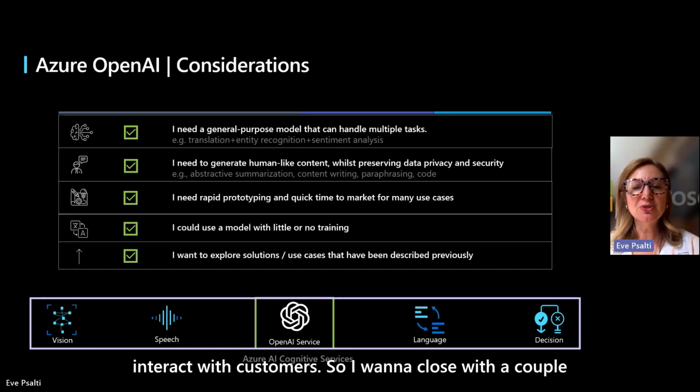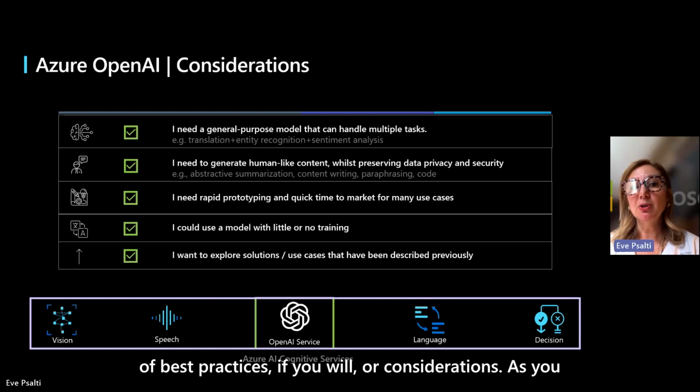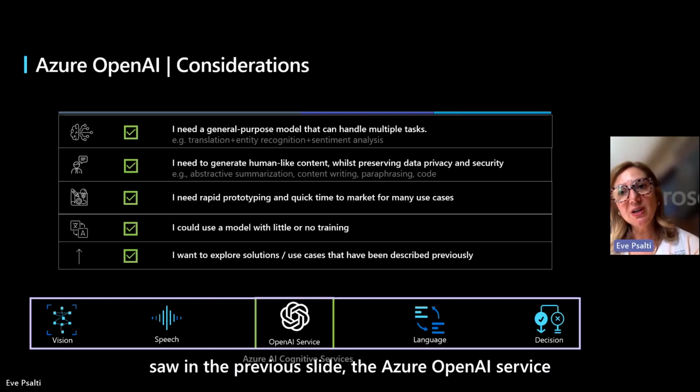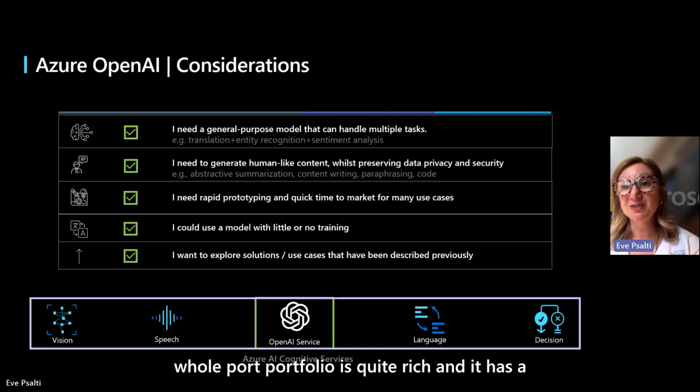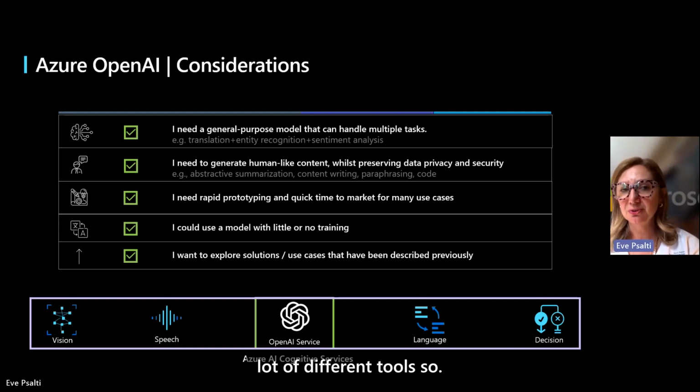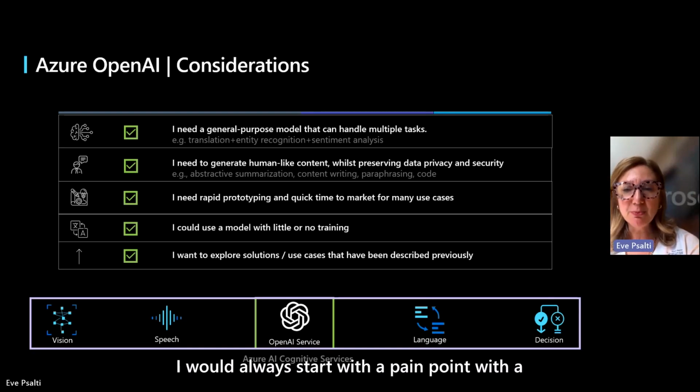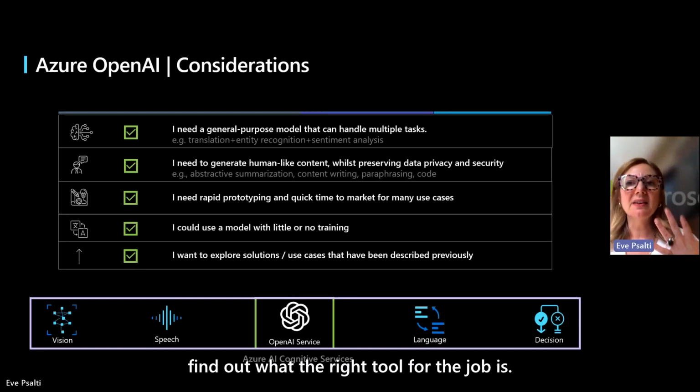So I want to close with a couple of best practices, if you will, or considerations. As you saw in a previous slide, the Azure AI set of services, the whole portfolio, is quite rich and it has a lot of different tools. So I would always start with a pain point, with a use case and what you're trying to solve, and then find out what the right tool for the job is.